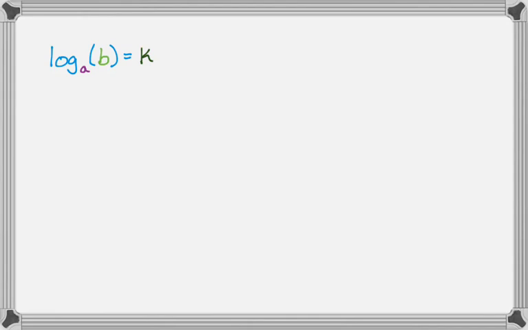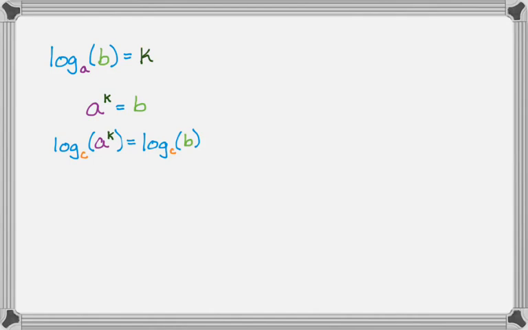So what we do is we start with the log of b in base a is equal to k. And now what I'm going to do is exponentiate, so I'm going to take it from log form to exponential form. So a to the k is equal to b. And now I'm going to take the log of both sides in base c. So I'm just doing the log base c of a to the k equals the log base c of b.